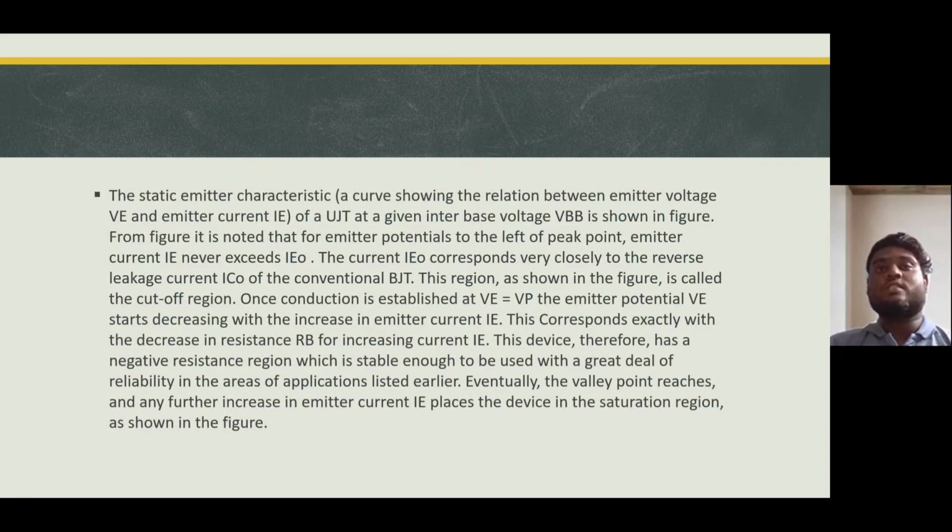Once conduction is established at VE equal to VP, the emitter potential VE starts decreasing with the increase in the emitter current IE. This corresponds exactly with the decrease in the resistance RB for increasing current IE, and this device therefore has a negative resistance region which is stable enough to be used with a great deal of reliability in the areas of application listed earlier. Eventually the valley point is reached, and any further increase in emitter current places the device in the saturation region, as shown in the figure.